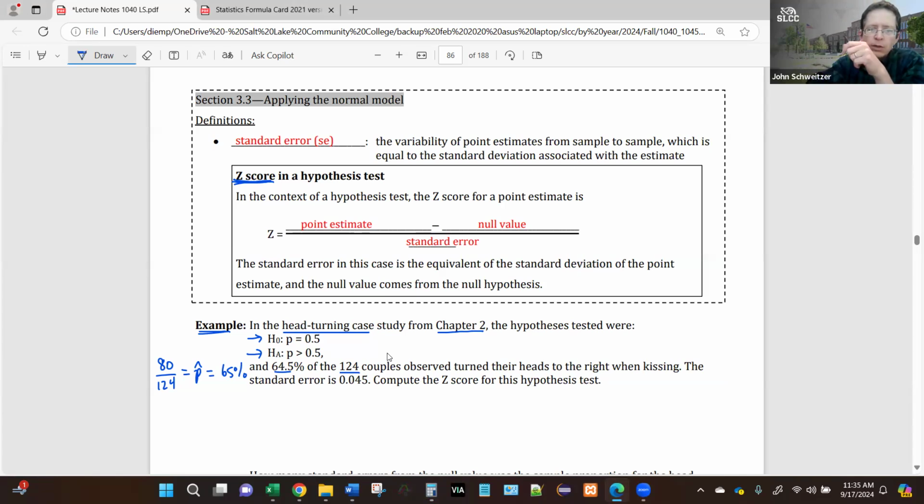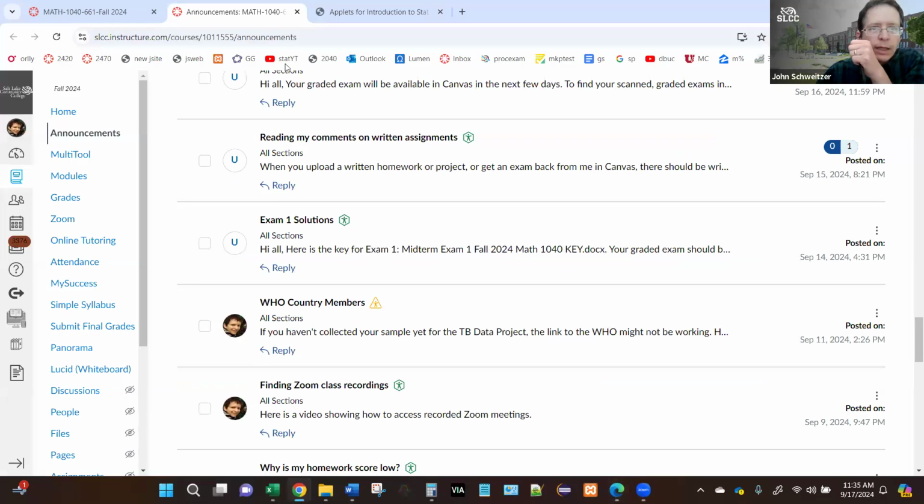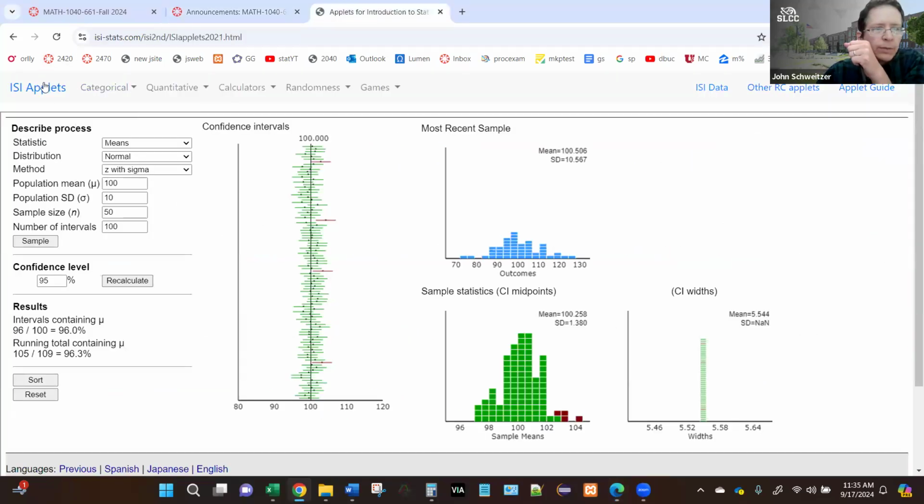Remember doing this? In chapter 2, we learned how to see if this was statistically significant. 65% is not 50%. It is indeed more than 50%, but is it so much more that we're convinced by it? In chapter 2, we were convinced. How did we get convinced? Because we used the randomization applet.